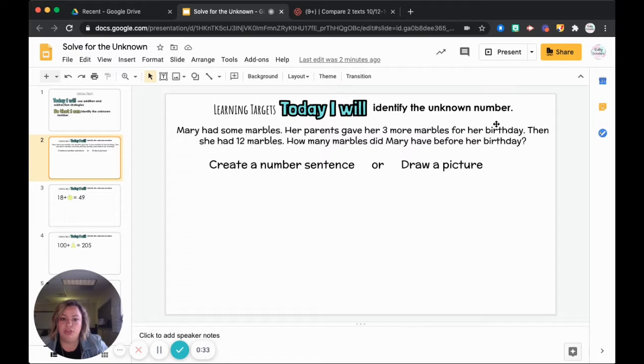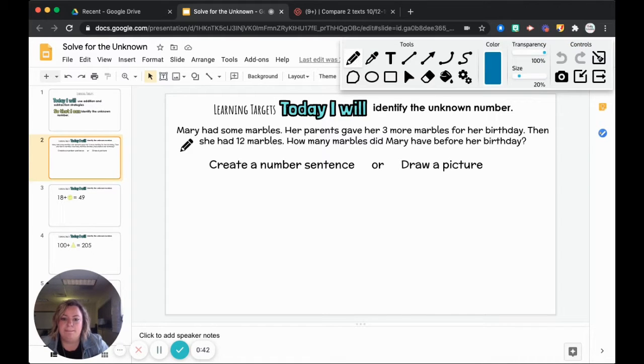Now, when we're looking for that missing number, I'm going to read this word problem as an example. So we have Mary. This is all about Mary. Let me find a fun color for Mary. We're going to do a nice pinky color. Okay. So Mary had some marbles. Her parents gave her 3 more marbles for her birthday. Then she had 12 marbles. How many marbles did Mary have before her birthday? All right, so that's my question. How many marbles did she have before her birthday?